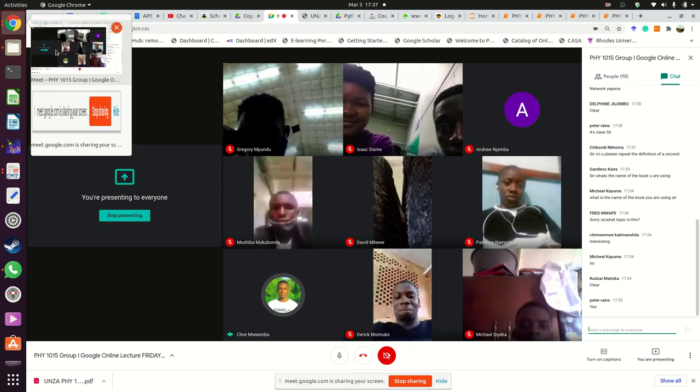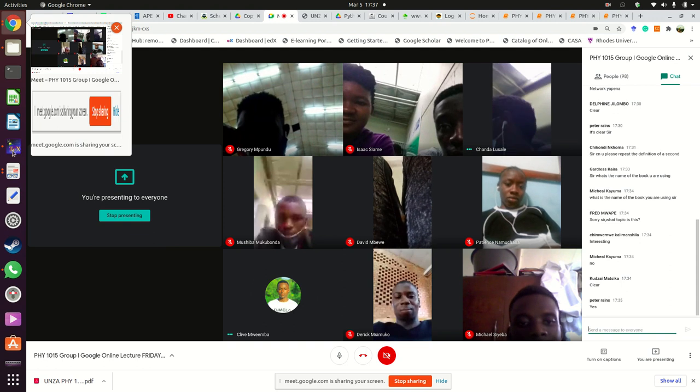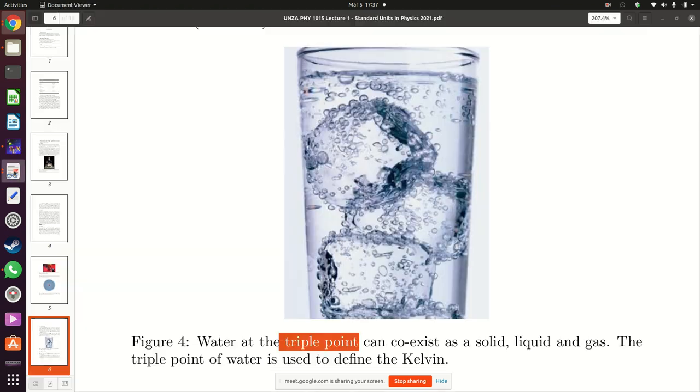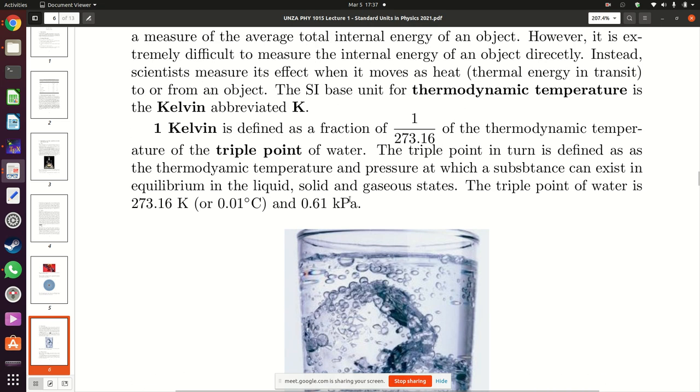Now, the triple point of water was chosen for this task; the definition is based on a condition rather than a substance. The triple point of water in kelvins is 273.16, I think 273.1615 kelvins. This is equivalent in degrees Celsius to 0.01 degrees. So this is a very low temperature, 0.01 degrees, 273.1615 kelvins, which is the triple point of water.